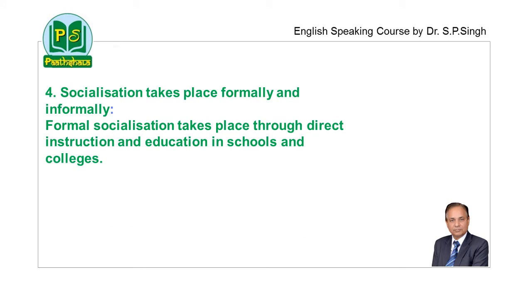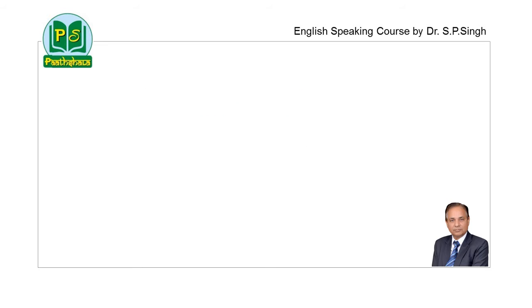Socialization takes place formally through direct instruction and education in schools and colleges. Family is, however, the primary source and has a great influence among the sources of education. Children learn their language, customs, norms, and values in the family.